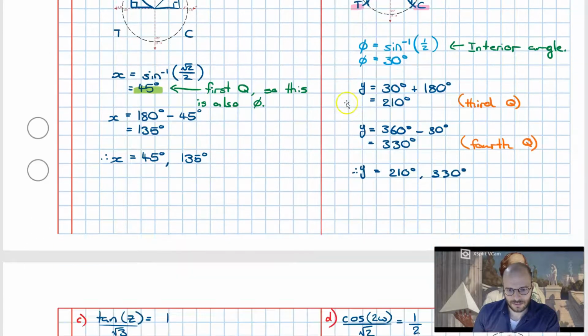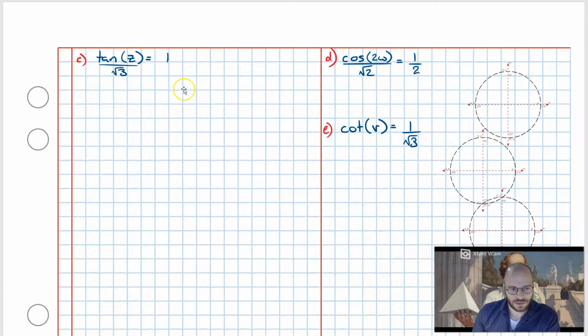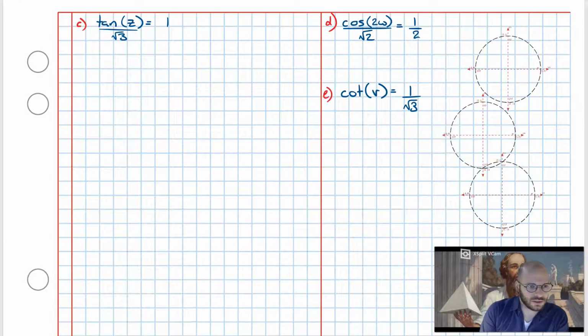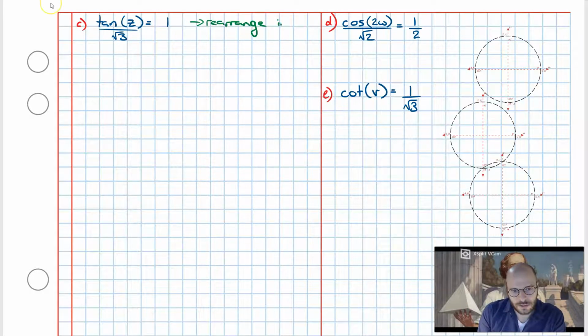Alright, moving down to the next examples. We have something increasing in difficulty. We've got tan z over root 3 equals 1. Now, solving this particular problem, all we need to do is the same steps that we did before. So we're going to rearrange in terms of z.